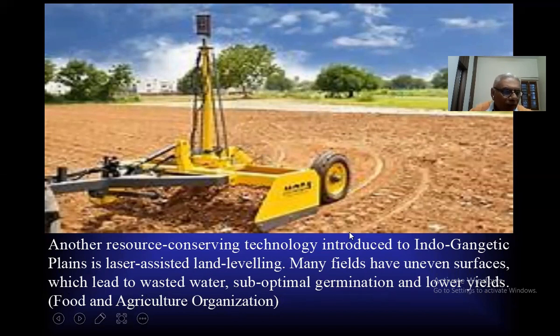So it is proved that in uneven surface land, we are getting low crop productivity as compared to level surfaces. So we can minimize the water and get better germination of the seeds, so less requirement of the seeds, and we are getting higher crop productivity in level surfaces.